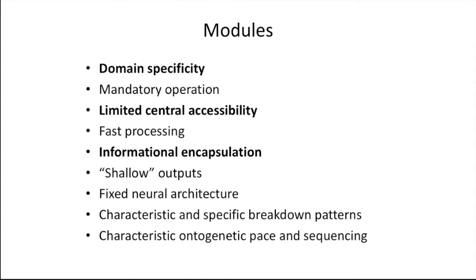Here are the 9 characteristics of Fodor's modules: domain specificity, mandatory operation, limited central accessibility, fast processing, informational encapsulation, shallow outputs, fixed neural architecture, characteristic and specific breakdown patterns, and characteristic ontogenetic pace and sequencing. Notice that I'm marking 3 of these in bold, because they are the ones that figure most prominently in Fodor's own discussion and in the modularity literature in general. So let's review each of those 3 in turn.